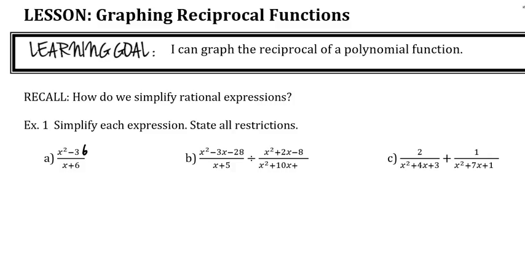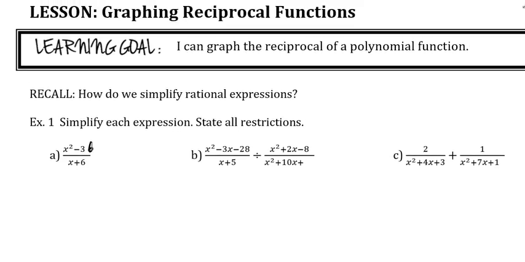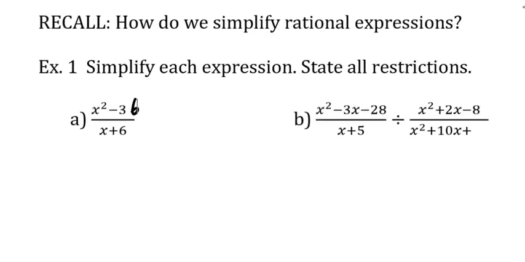Okay, so how do we simplify rational expressions? And remember, we have to state restrictions, which gets even more important later this unit when we start solving equations involving this stuff. So if you recall, how do we simplify? So the first one, A, x squared minus 36 over x plus 6.